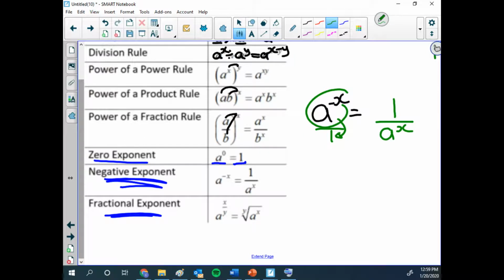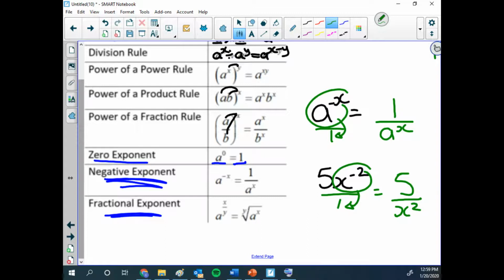Big thing to pay attention to when you're doing the negative exponents is you're only moving that term that has the negative exponent. So if I have 5x to the negative 2, to make that positive, all I'm moving is this x. So this would be 5 over x squared, right? Only move the term with the negative exponent. Not everything takes the reciprocal, only the term with the negative exponent.